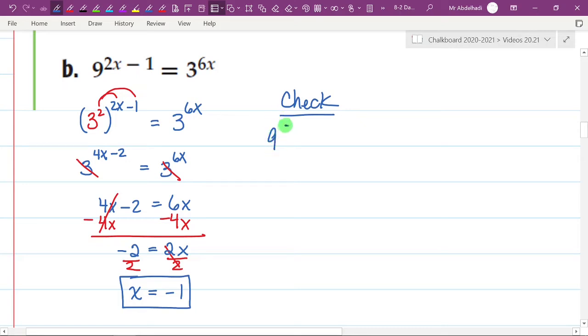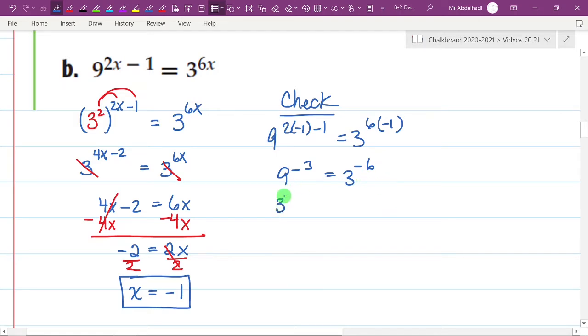So this is 9 times 2 to the negative 1 minus 1 has to equal 3 to the 6 times negative 1. This is going to be 2 times negative 3 right here, and this is going to be 3 to the negative 6. And the question is, are these the same?